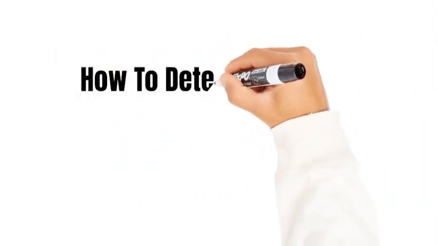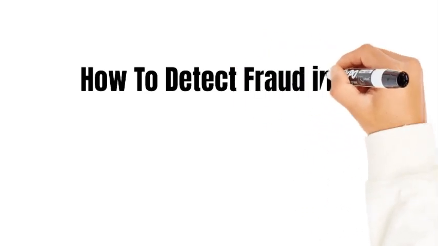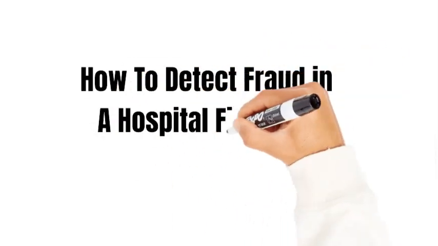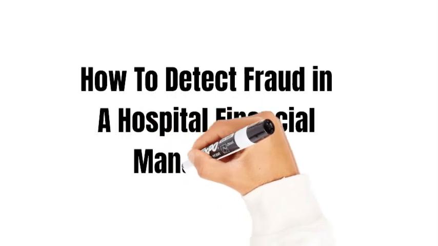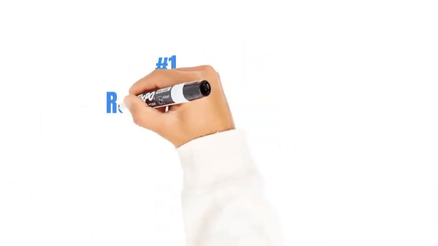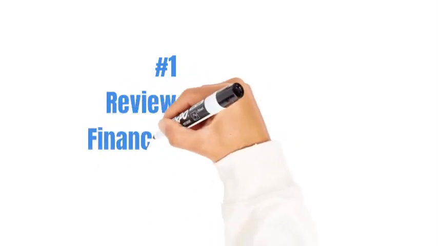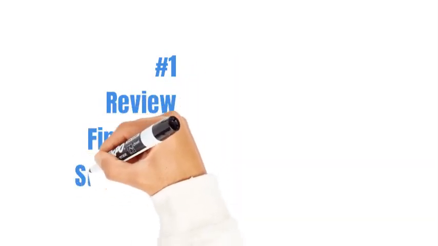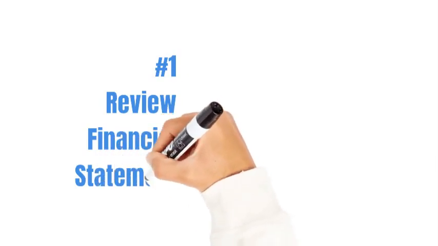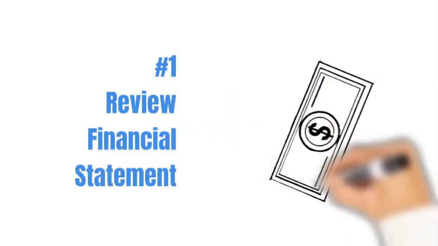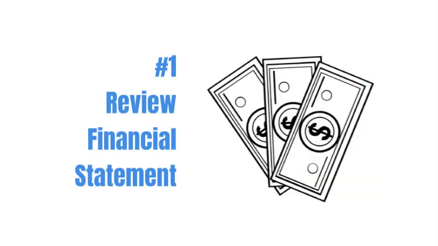Today we are going to be discussing the topic, how to detect fraud in a hospital finance management. By way of introduction, to detect fraud in hospital management finance, you can follow these steps. 1. Review financial statements. Reviewing the hospital's financial statements can help you identify any discrepancies or irregularities. Look for unexplained expenses, irregular transactions, or financial data that doesn't make sense.